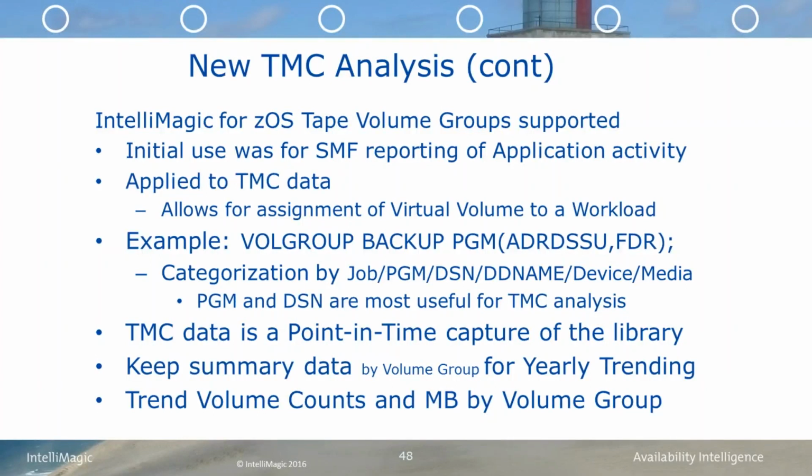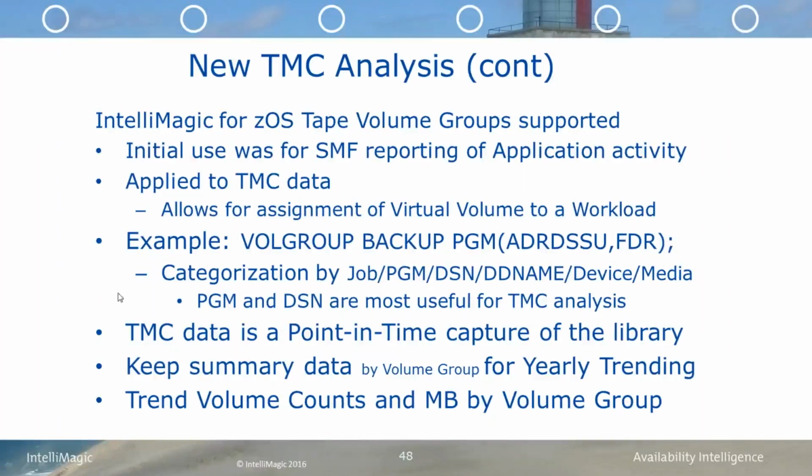The TMC data that we load into the database is actually a point-in-time capture of the library. We don't keep interval information about that. The problem is it really doesn't have any particular timestamp, so when we load the data, we load it with the timestamp of the accompanying data, the last interval. We keep summary data. We will summarize this data by volume group for yearly trending, and we also trend the volume counts. We'll be trending the megabytes by volume group, those kinds of things. So that's the TMC analysis.